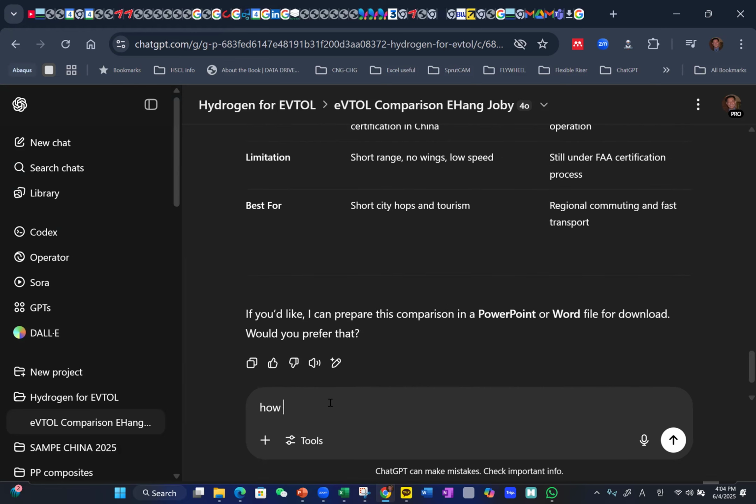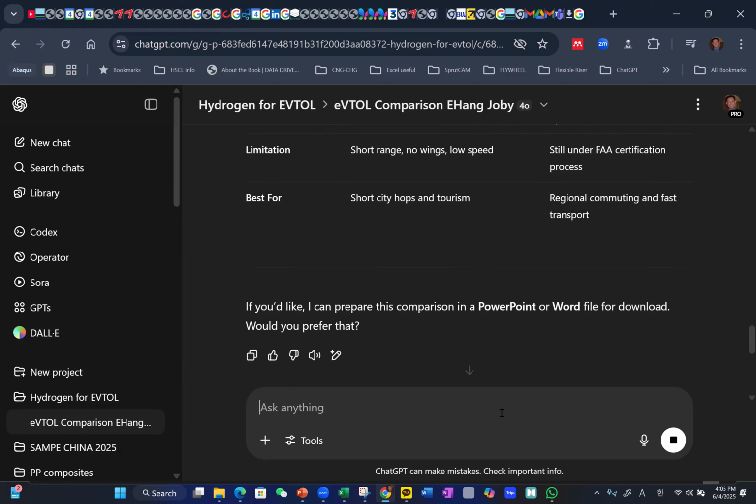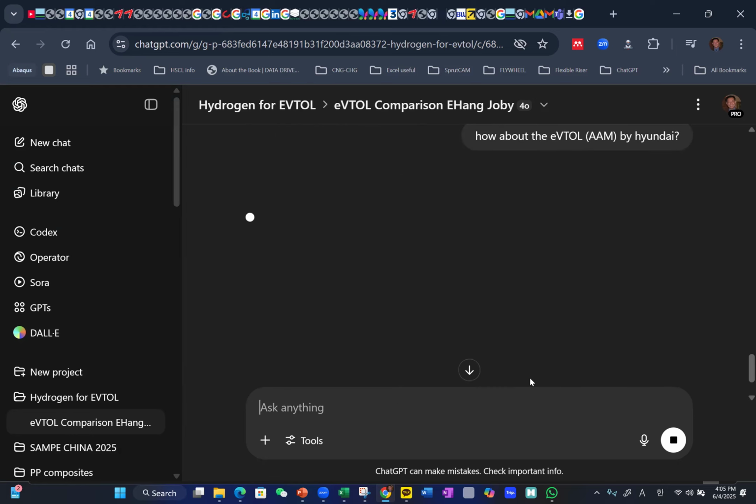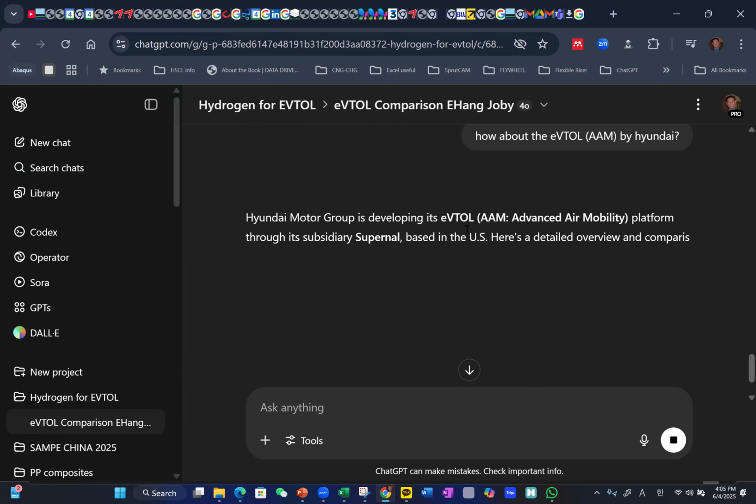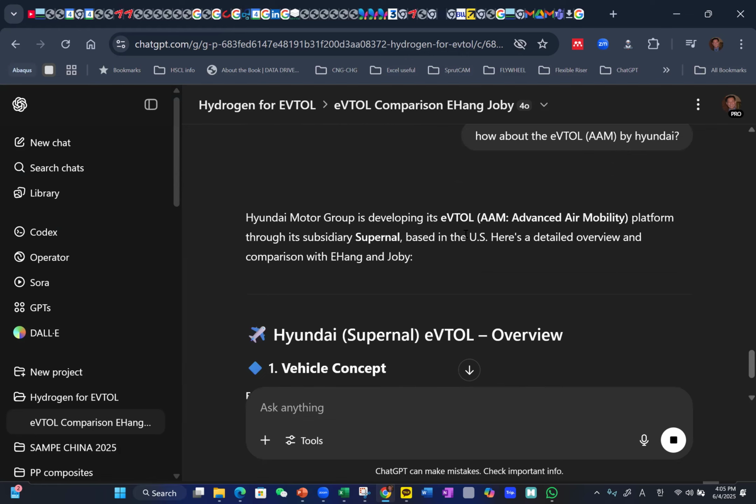Now I would like to cover, how about the eVTOL? They call it AAM. Hyundai also has a long-term plan. Hyundai Motor Group is developing an eVTOL, an AAM, Advanced Air Mobility platform.